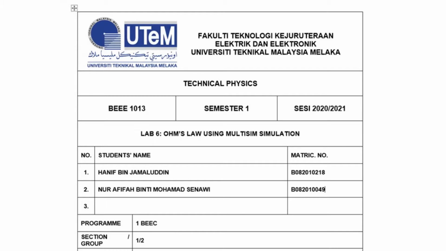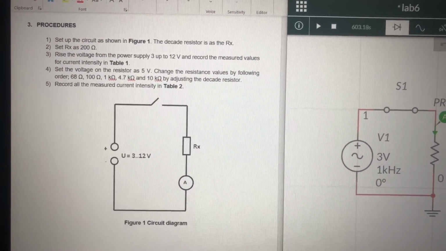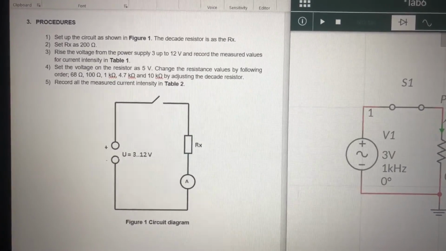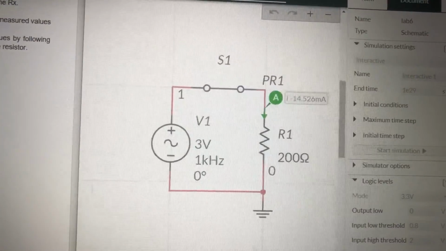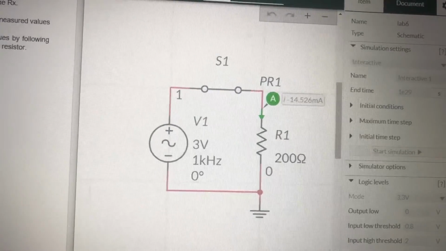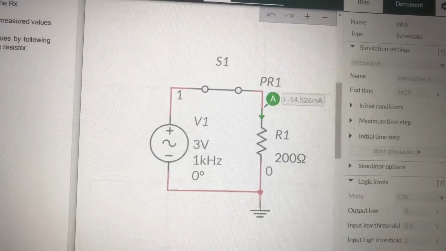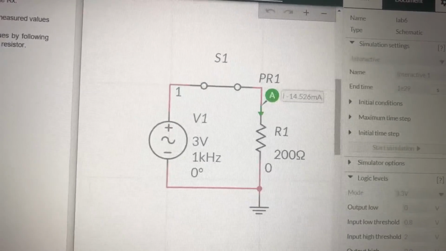So I'm going to present lab 6, Ohm's law using Multisim simulation. Okay, first of all, I need to set up a circuit that consists of a resistor, ammeter, power supply and switch. Okay, this is my circuit in Multisim. So I already set up the voltage for 3 volt and the resistor for 200 ohm and put the ammeter there to check the current.